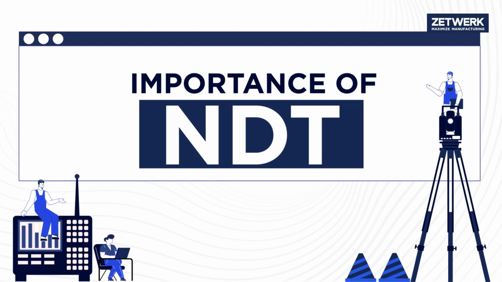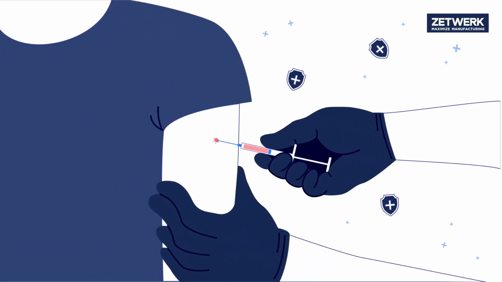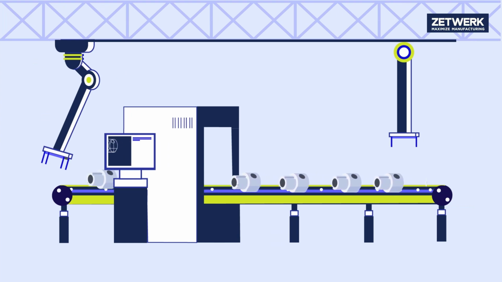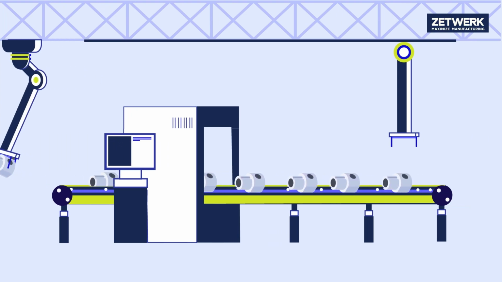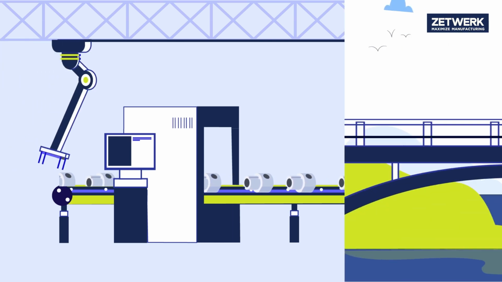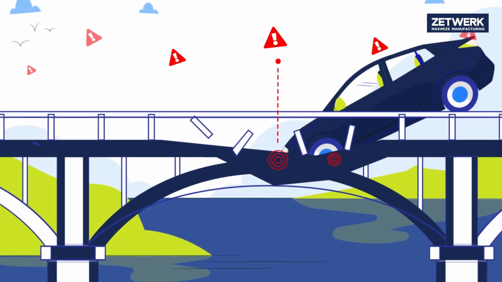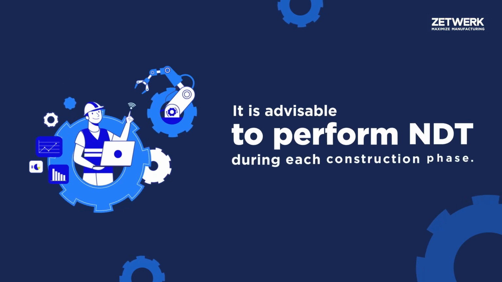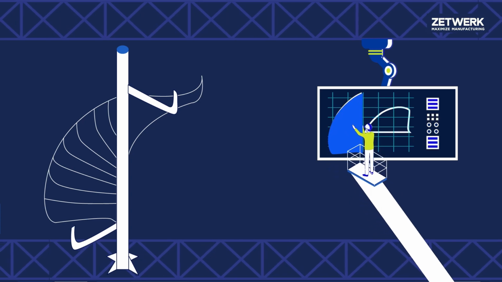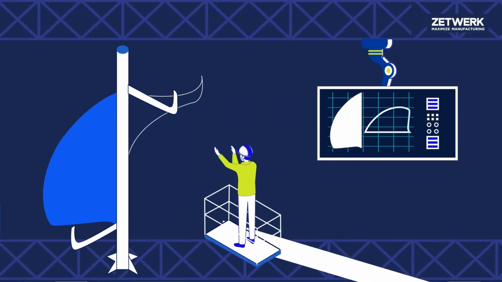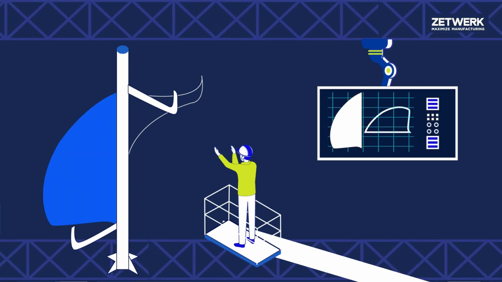The importance of NDT is similar to the saying that prevention is better than cure. Early detections can help prevent the high costs of replacements or even accidents caused due to component defects. Undetected faults can potentially cause serious harm to life and property. It is advisable to perform NDT during each construction phase. It is a lot more cost-effective to replace or repair materials at the testing stage than for companies to incur massive costs later on.